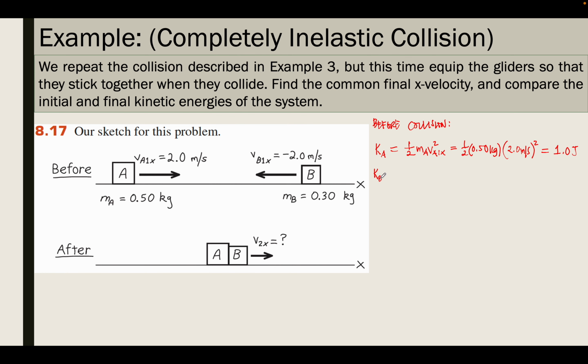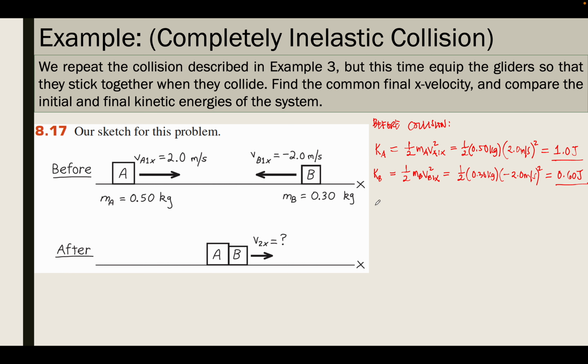So let's proceed with the initial kinetic energy of glider B. So again, we have 1/2 mb times VB1x squared. So 1/2 times 0.30 kilogram times -2 meters per second quantity squared. So it is equal to 0.60 joule. Okay, so these are the kinetic energies before the collision.